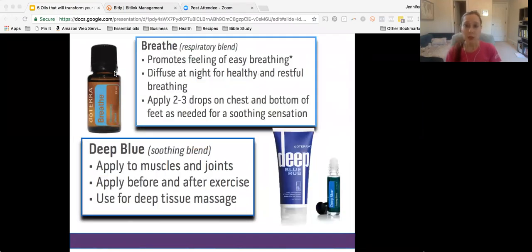Now, the last 2 oils we're going to talk about are 2 of our other popular blends. The first one is Breathe, which is our respiratory blend. And gosh, I love Breathe too. I love all these oils, but Breathe, oh, it smells so great. It's got eucalyptus in it. It's got some mints. It's just amazing.